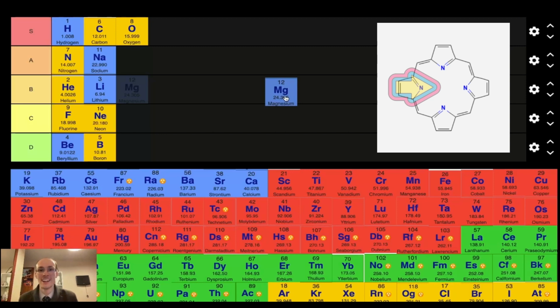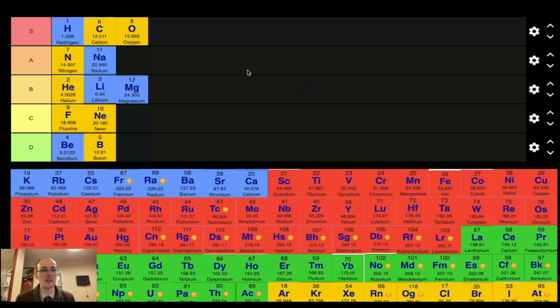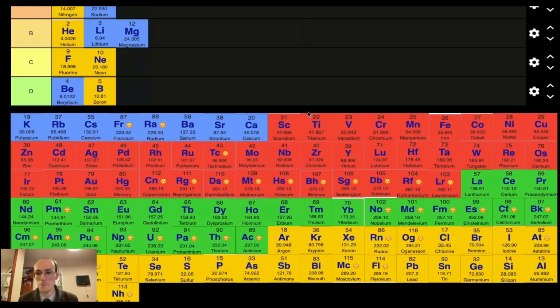But we're not talking about iron. But in plants, magnesium is at the center of this porphyrin ring, and that's essential for photosynthesis. So I think magnesium can go in the B section. I've been hovering it around B the whole time. In B it goes.